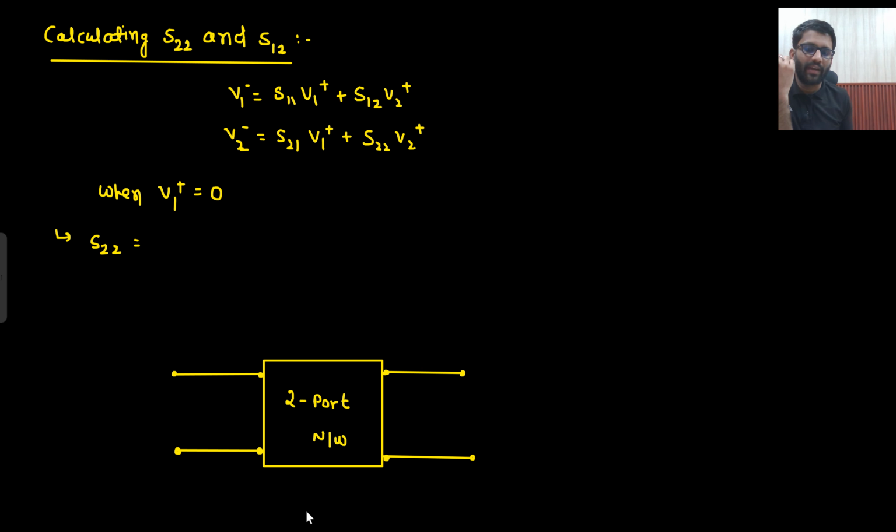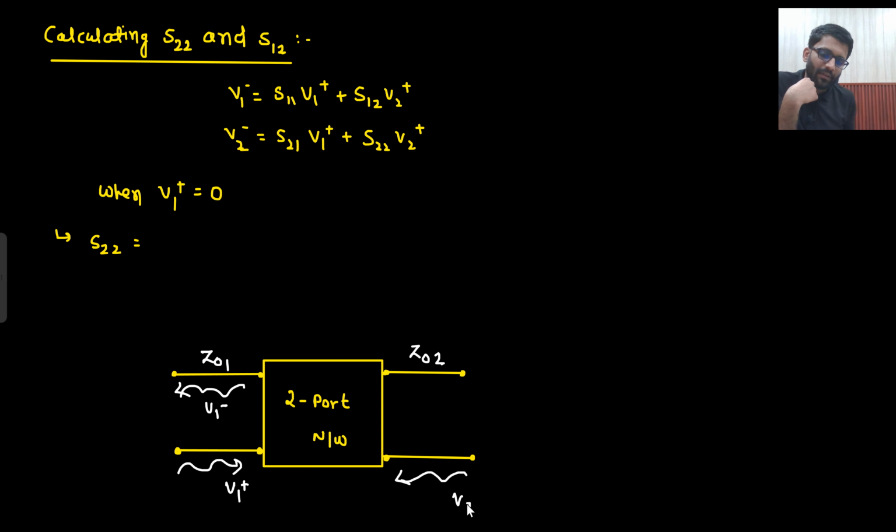So for S22, I need to put V1 plus equals to 0. So this is my transmission line 1, which is having Z01 intrinsic impedance, and this is having Z02 intrinsic impedance. So what will I replace this transmission line with? This is my port 1. I need to make V1 plus equals to 0. So this was the incident wave. This was the reflected wave. Here this was the incident wave, and this was the reflected wave.